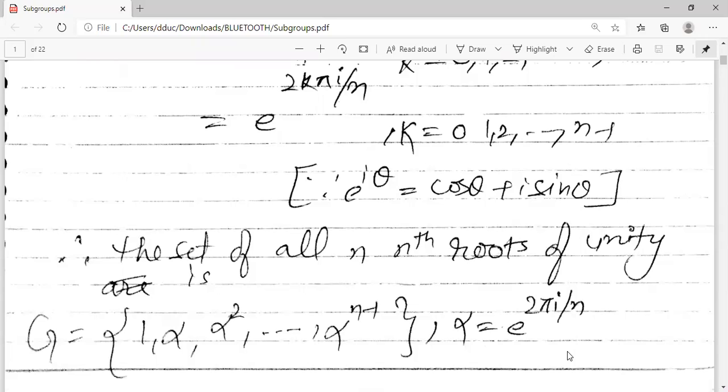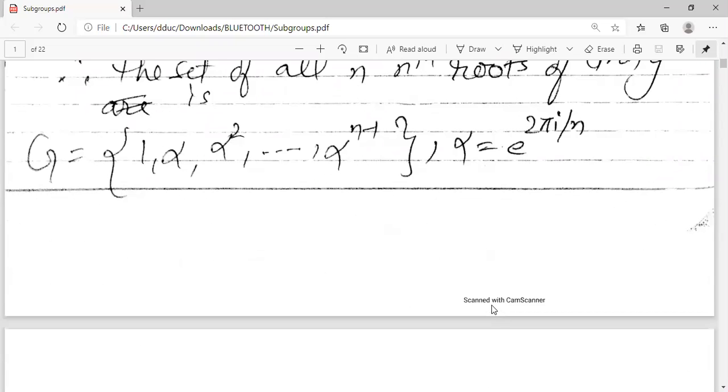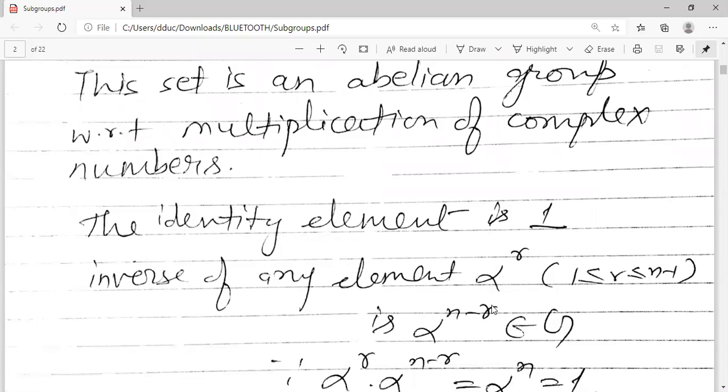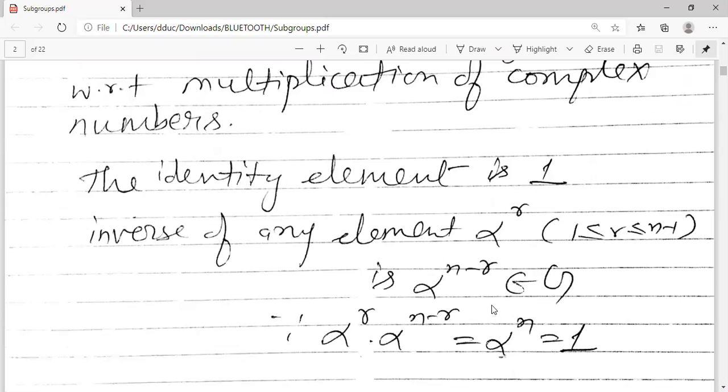Therefore, the set of all nth roots of unity is given by 1, alpha, alpha square, up to alpha to the power n minus 1, where alpha is e to the power 2 pi i upon n, and the value of k is from 0 to n minus 1. So this set is the collection of all the nth roots of unity. Now we have to show that this forms a group. This set is an abelian group with respect to multiplication of complex numbers. So we have to find the identity element, the inverse of every element, so all the properties of a group.